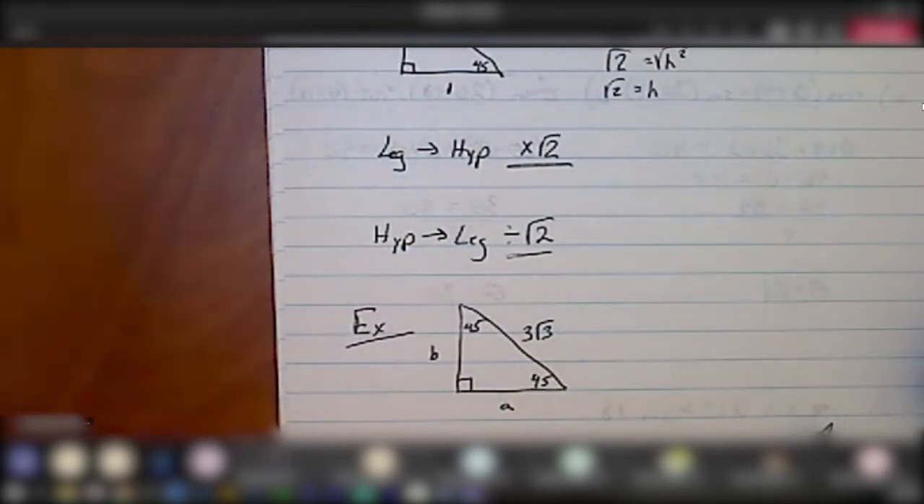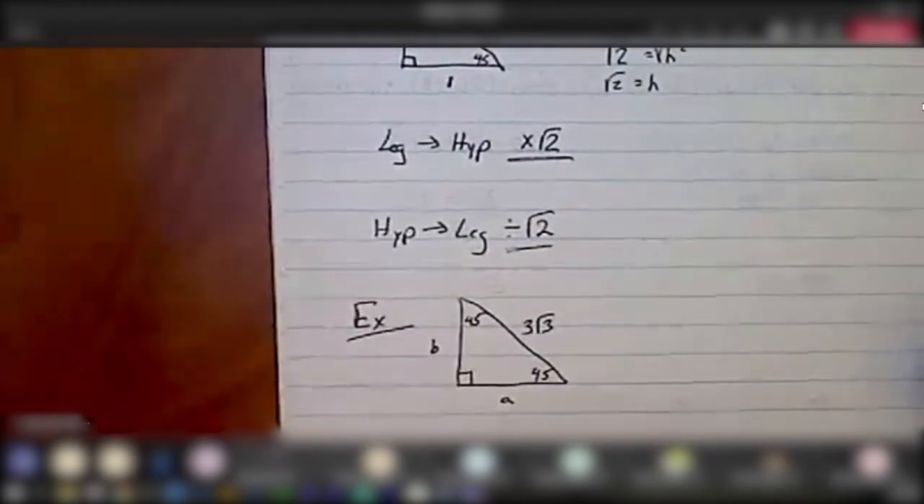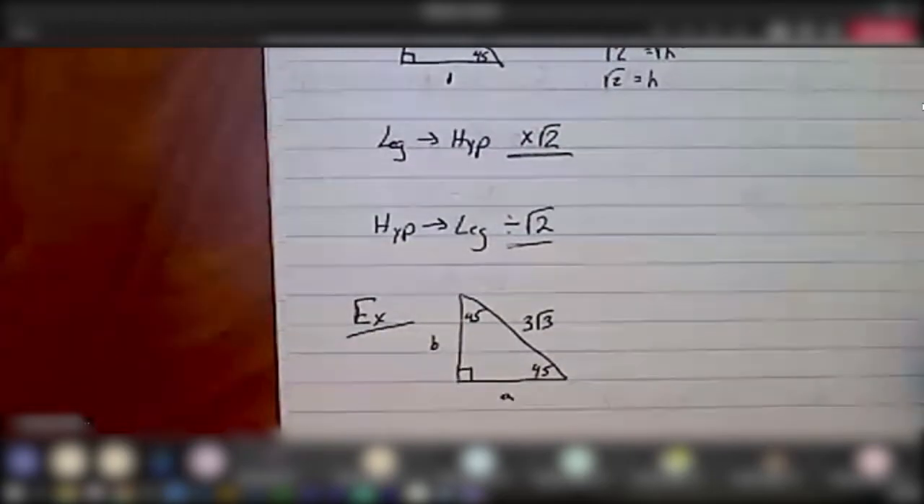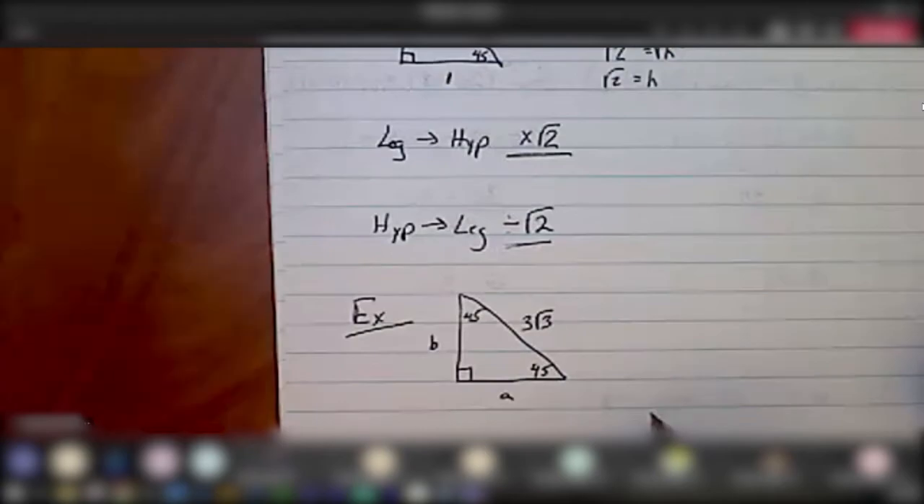We got answers? Nobody has any answers. Lauren, what'd you get? 3 square roots of 6 over 2. Let's see if she's right.